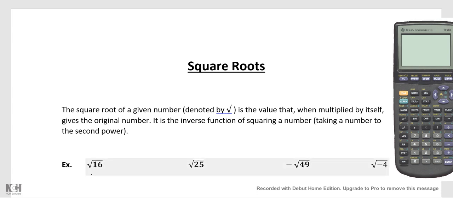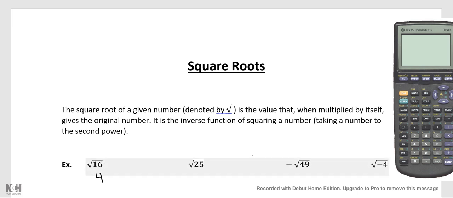So we're looking at the first example here, the square root of 16. What number to the second power gives me 16, or what number times itself gives me 16? If you know your multiplication tables well, we know it's 4. 4 times 4 is 16. So the answer to the square root of 16 is 4.